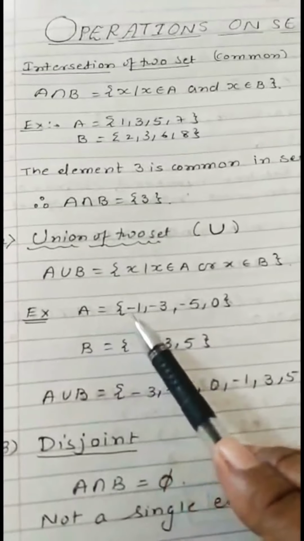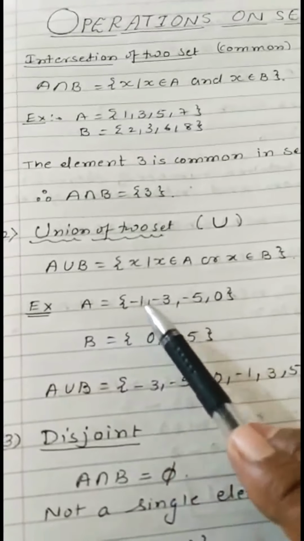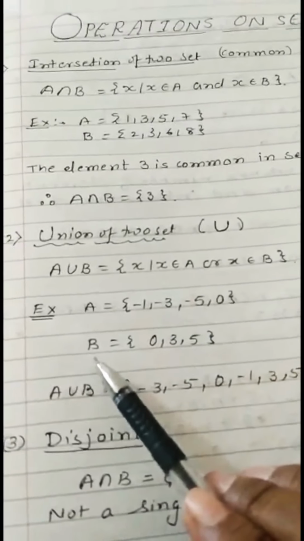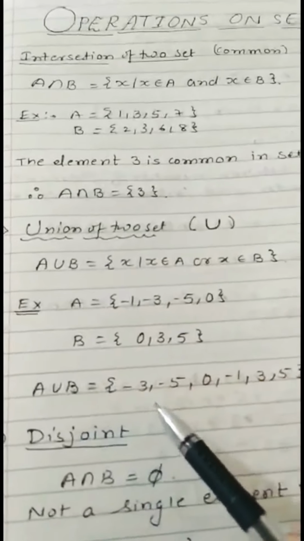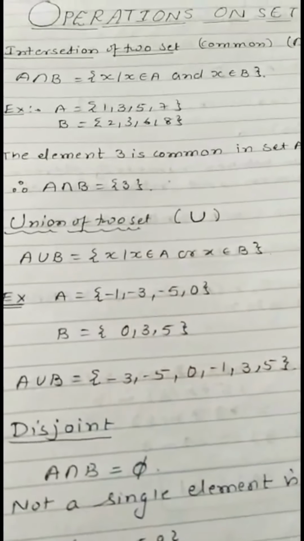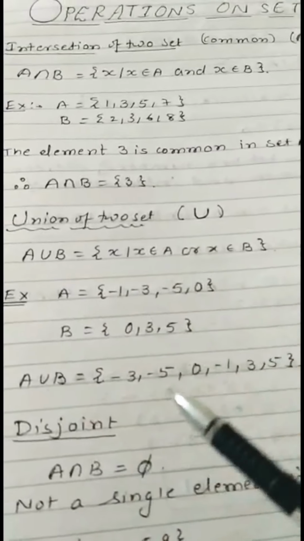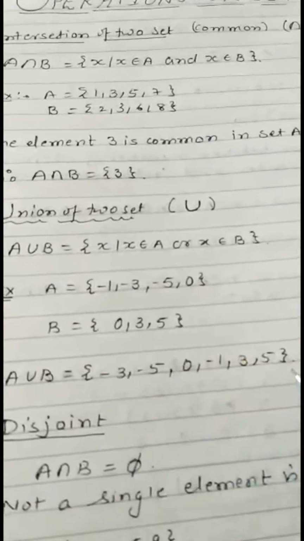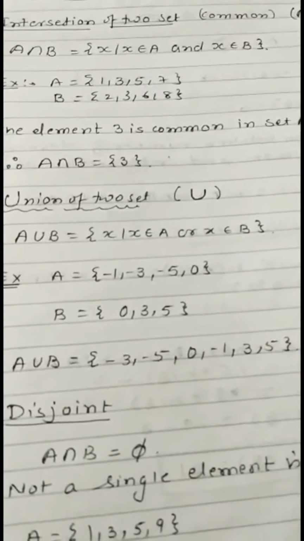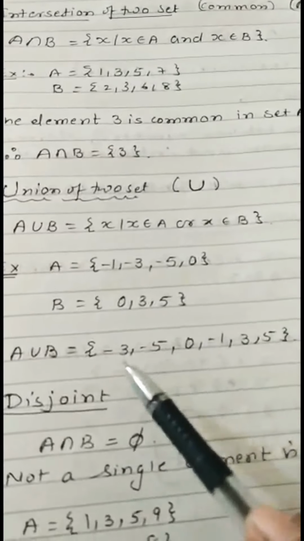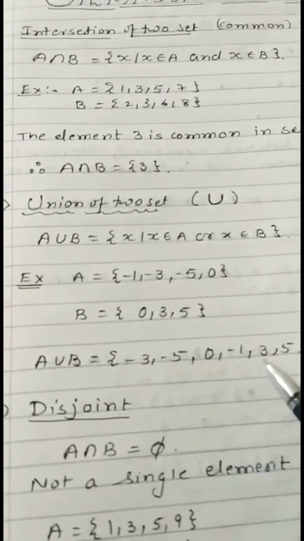For example, if we observe, A is minus 3, minus 5, minus 1, 0 and B is 0, 3, 5. So for A union B, you write all the elements. Please do not add the elements, like minus 3 plus 0, not like that. You have to write all the elements. If some elements are common in both, write them only once. The order of the elements you can change, no issue, but you have to write all the elements.